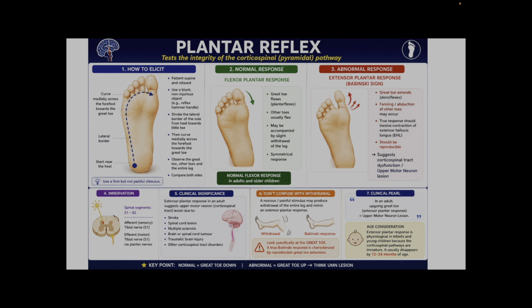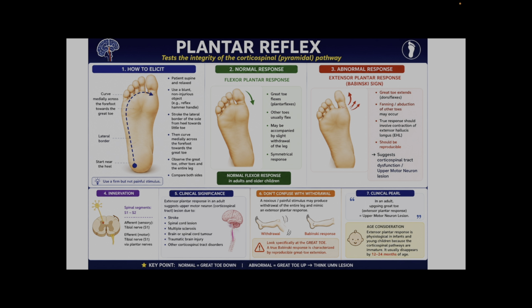In contrast, reproducible extension of the great toe with or without fanning of the other toes is an extensor plantar response or Babinski sign. Why is this important? Because an extensor plantar response in an adult suggests corticospinal dysfunction. Where do you see this? In conditions such as stroke, spinal cord lesions, multiple sclerosis and other lesions affecting the corticospinal pathway.